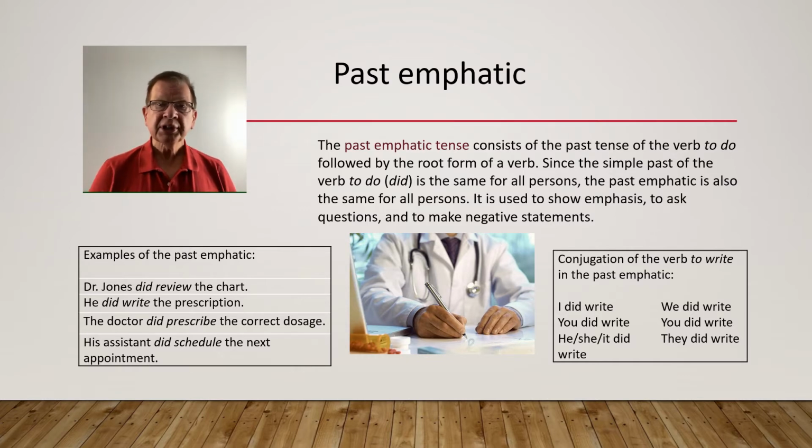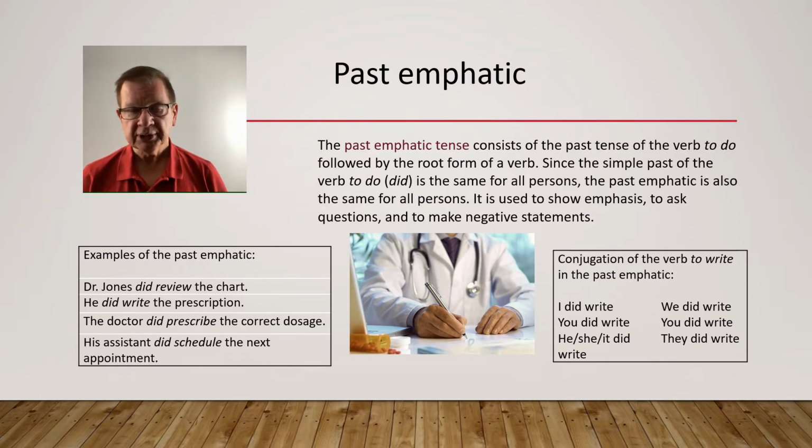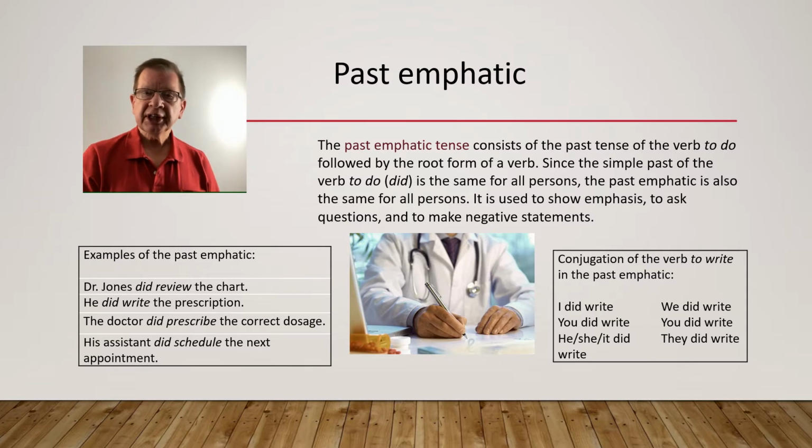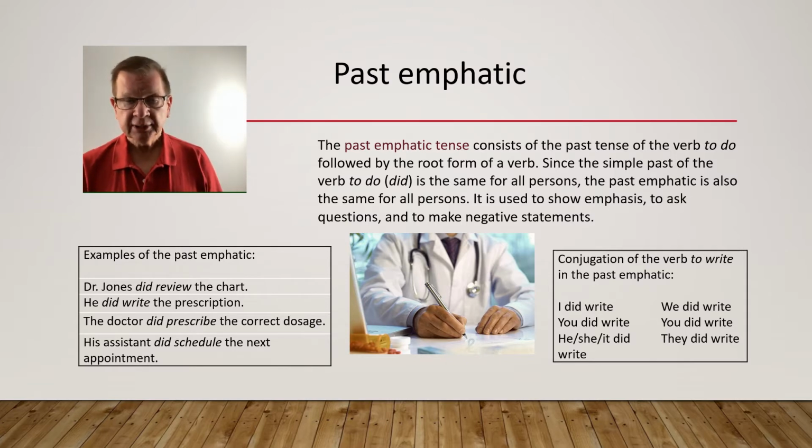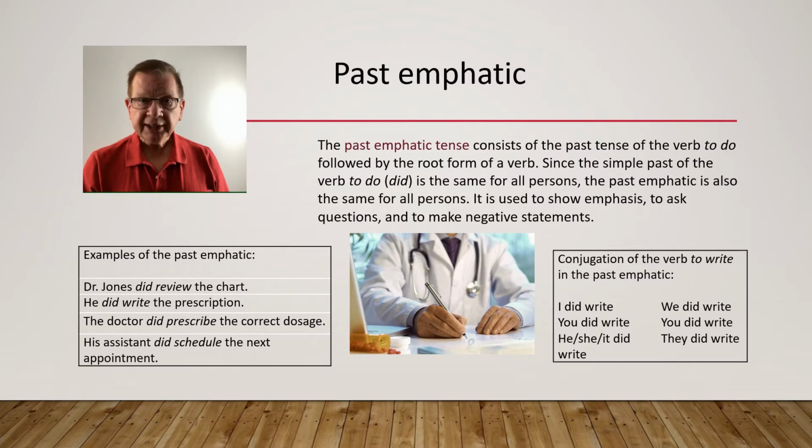Now let's look at some examples of the past emphatic in sentences. Dr. Jones did review the chart. He did write the prescription. The doctor did prescribe the correct dosage. His assistant did schedule the next appointment. To the right is the conjugation of the verb to write in the emphatic tense. I did write, you did write, he, she, it did write, we did write, you did write, they did write.